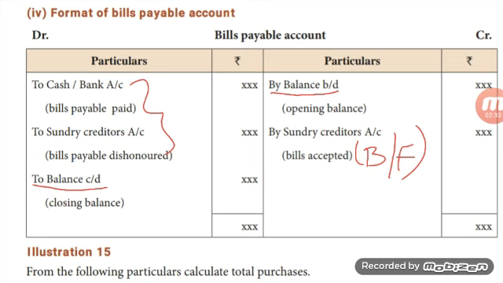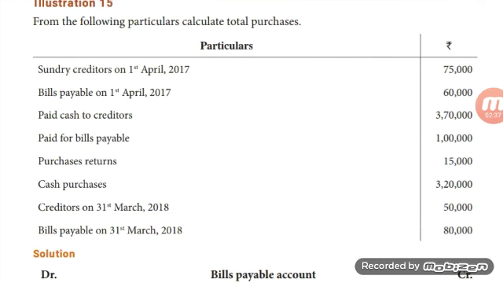Okay, children, shall we do one problem? Question. From the following particulars, calculate total purchase. What is total purchase? Total purchase is equal to cash purchase plus credit purchase. Cash purchase is given in the question. We need to calculate credit purchase by preparing total creditors account.